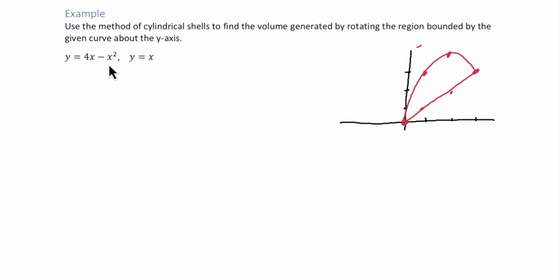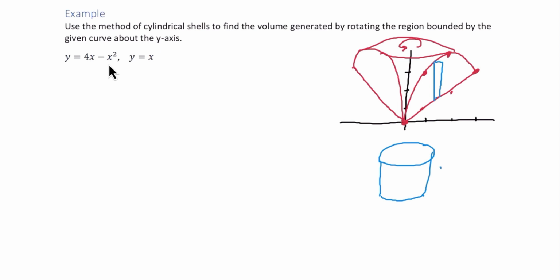And we want to rotate this around the y-axis. So our curve is going to look something like this. And again, we want to use cylindrical shells, so we'll look at one cross section. Keep in mind that that cross section is really a cylinder that we've taken out of this solid. The height of that cylinder is 4x minus x squared minus x. That's that top curve minus the bottom curve. And then the thickness is delta x, or dx. And we can simplify this height. This is really 3x minus x squared.